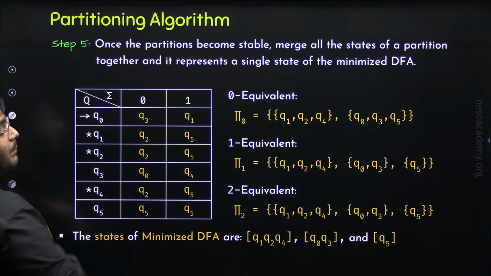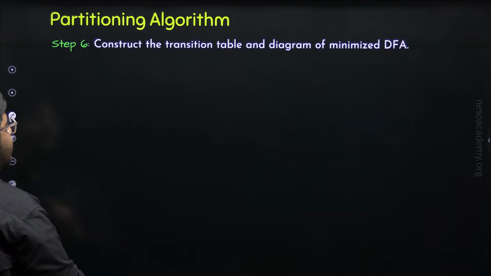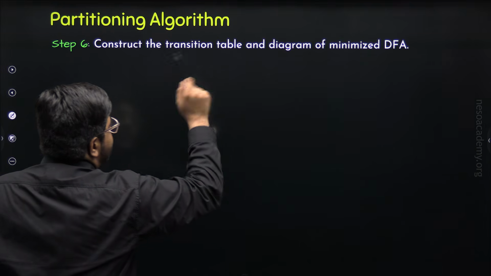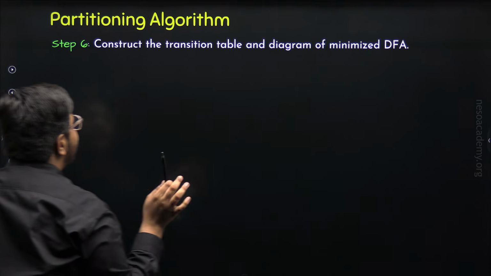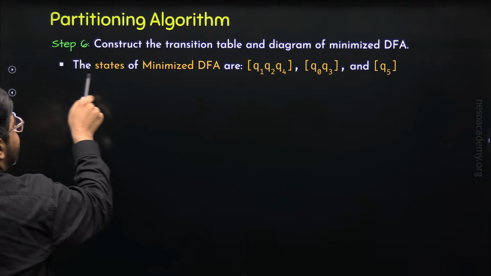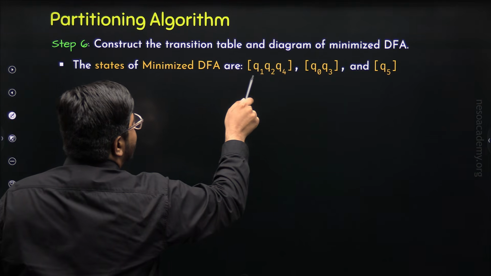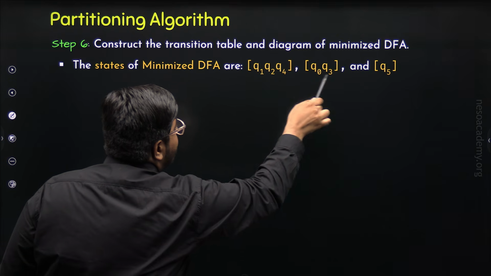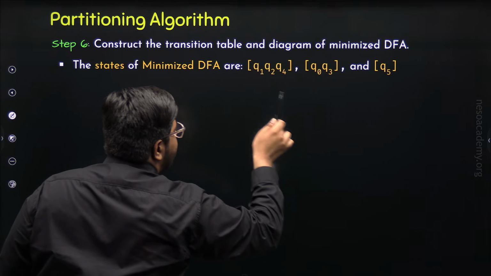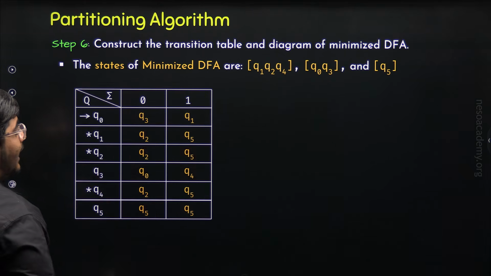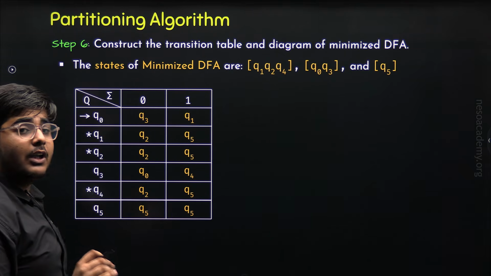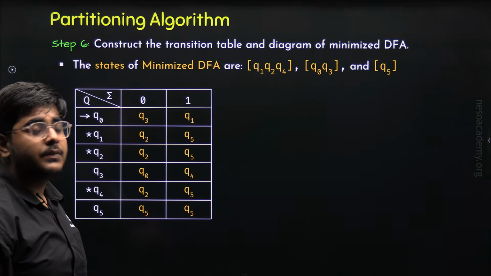Now let's proceed to step number 6, which is our last step. Construct the transition table and diagram of minimized DFA. So we have just seen that the states of minimized DFA are Q1, Q2, Q4, Q0, Q3, and Q5. These 3 are the states of minimized DFA. And this is the transition table of our original DFA.